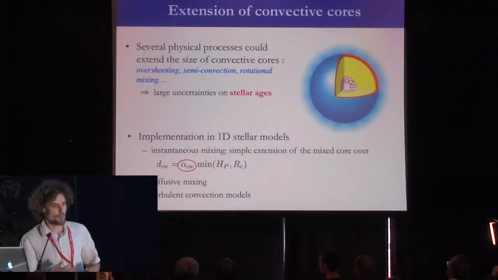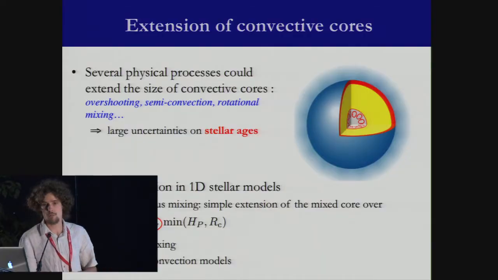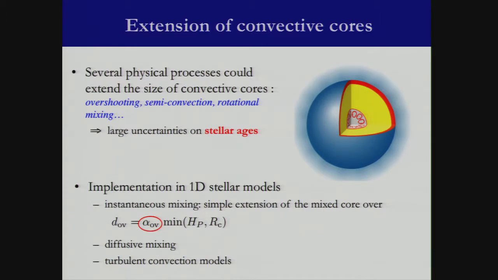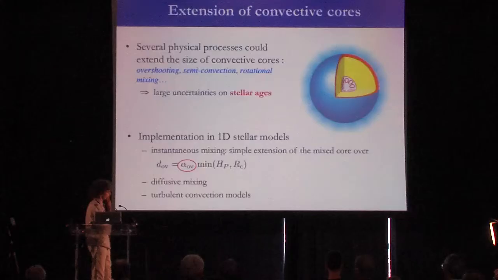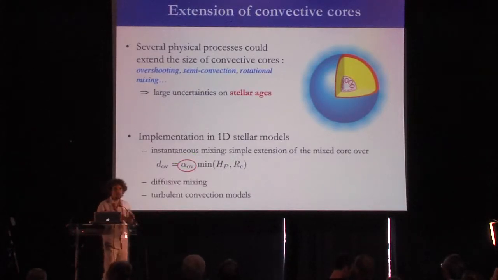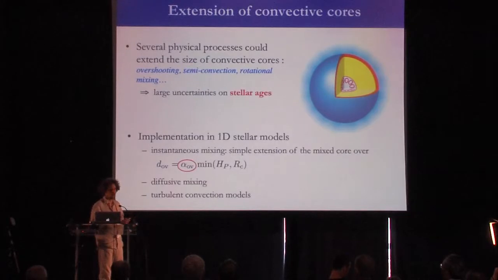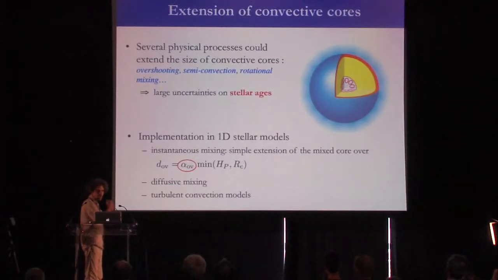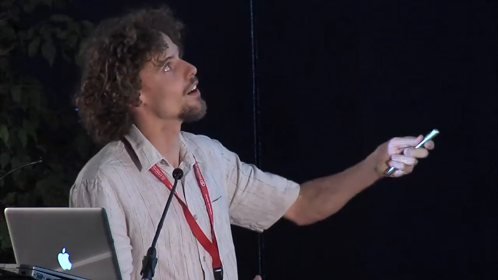So the way we usually treat this in 1D stellar models is we usually resort to a parametrized, simplified approach to take into account all these processes. The simplest one and the most commonly adopted is just to extend the size of the mixed core over a fraction of the pressure scale height. And this fraction is called the overshooting parameter. It's called the overshooting, even though it's a proxy for all these other processes. So my apologies, I'm going to talk about core overshooting, but please hear the effect of all these processes altogether.